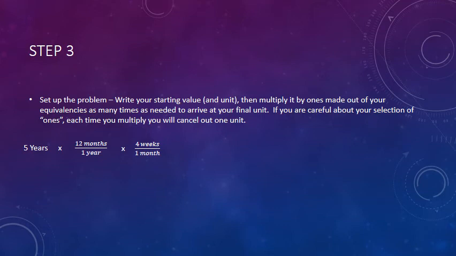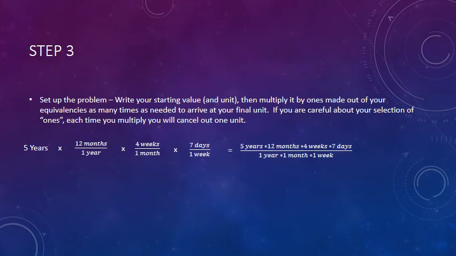So now we'll put in the second equivalency. We're going to go from months to weeks, so 4 weeks over 1 month. And you'll notice again, now we have a month on the top and a month on the bottom. That's going to be really useful later on. Then 7 days over 1 week. So again, we've got a week on the top and a week on the bottom. And the next step is just to do the math.